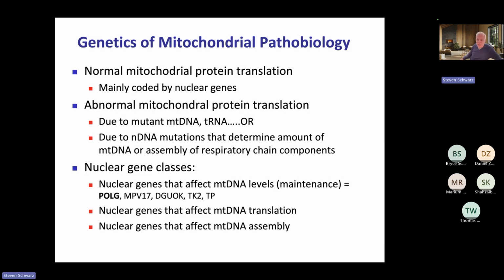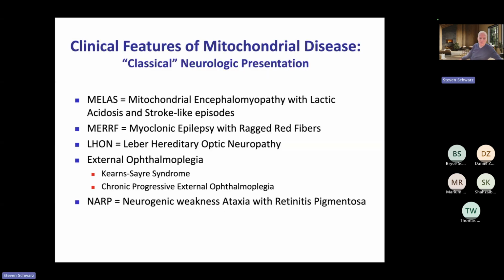The clinical features are widely varied. Some of them are shown here: MELAS syndrome, MERRF, Leber hereditary optic neuropathy, external ophthalmoplegia, neurogenic weakness, ataxia, and retinitis pigmentosa. Why so variable? Well, because all of our organs and tissues contain mitochondria, and depending upon where the mutations are expressed, that's going to determine the phenotype as well as the severity of the resultant disease.